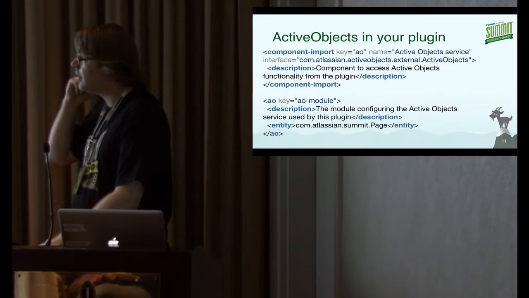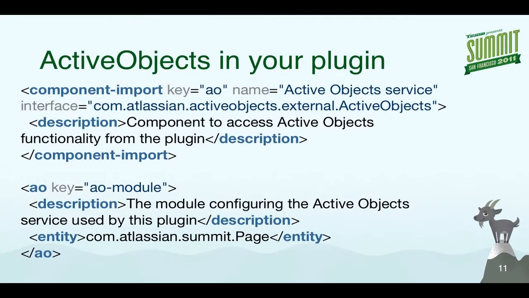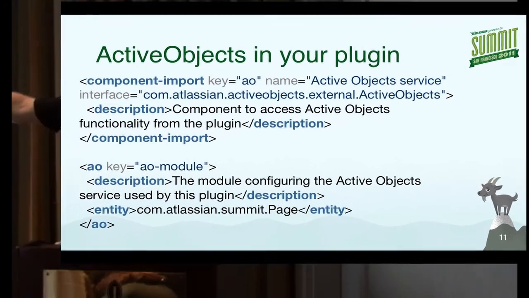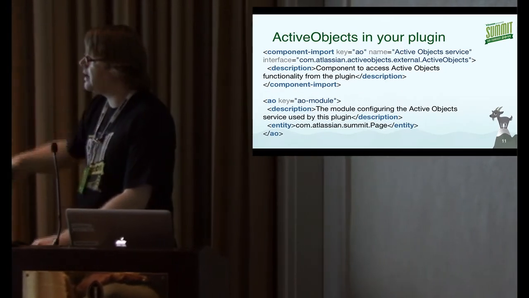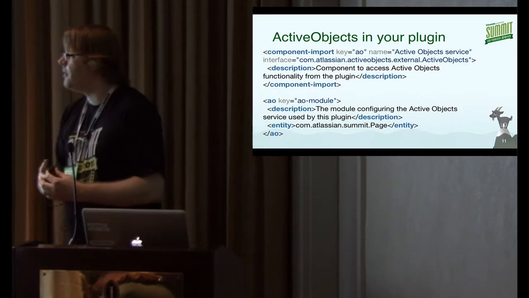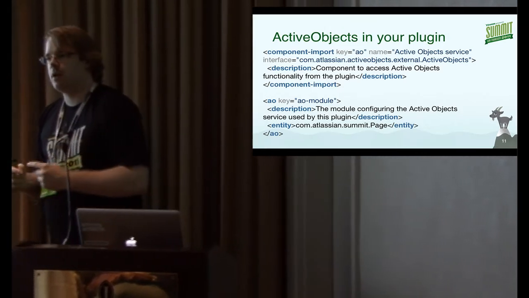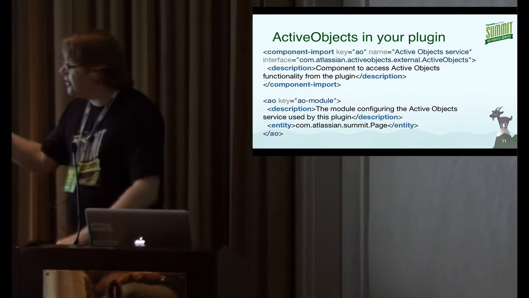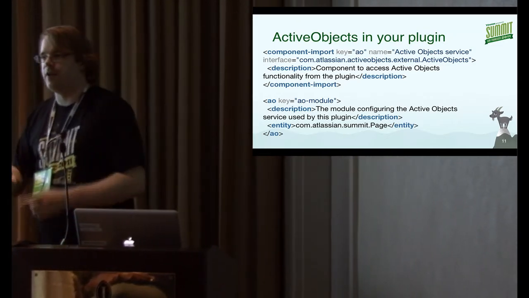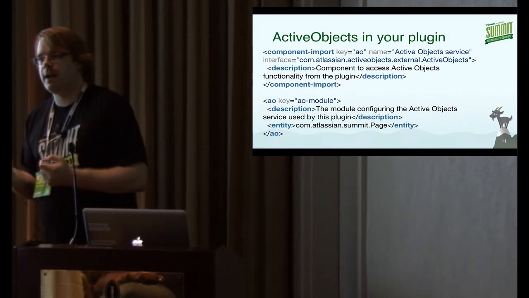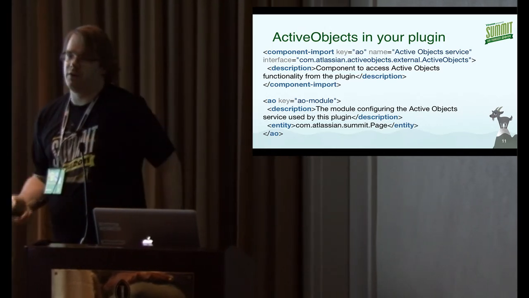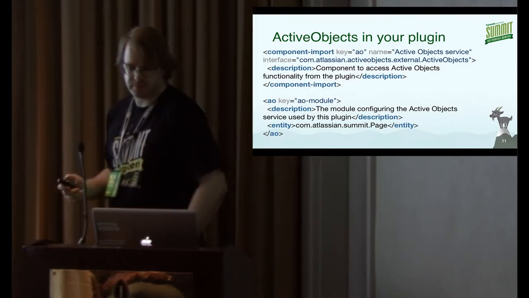Here's how it looks. Component import is something that, again, you've all seen. Basically, in a nutshell, it says, find me an instance of this interface and inject it into my plugin. Okay. The fancy new part here is what we call the AO module. And it has a description and a key, just like anything else. But the important thing here is the entity elements underneath it. Each ActiveObject class you declare that extends that entity interface has to be registered here. This is how ActiveObjects knows that these classes are magical and should be decorated with the same methods and should be amenable to find, create, all the good stuff I showed you.